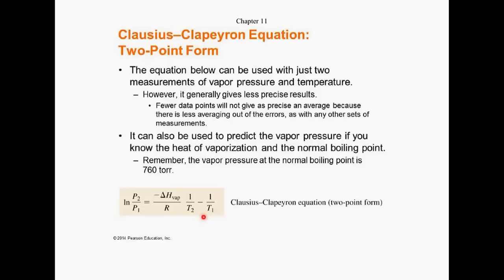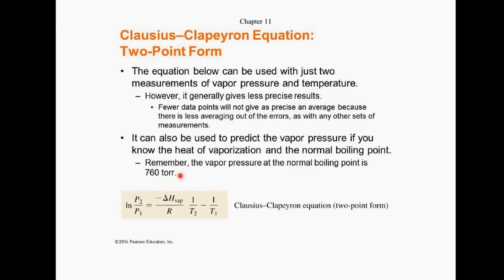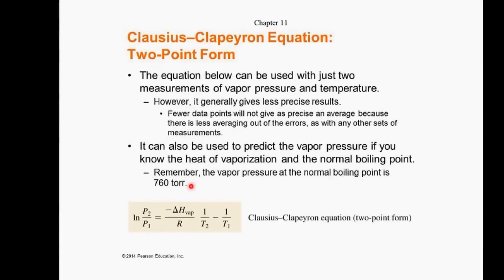The vapor pressure at the normal boiling point is 760 torr, or 1 atmosphere. So we're going to do a little practice problem here and see how you do. I'm going to move this up, and I'll leave this right here. So here's our practice problem. We're going to use methyl alcohol, called methanol, CH3OH. This has a normal boiling point, that's the boiling point at 760 torr, of 64.6 degrees Celsius.